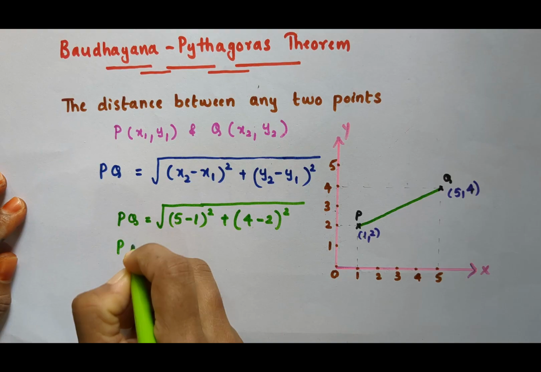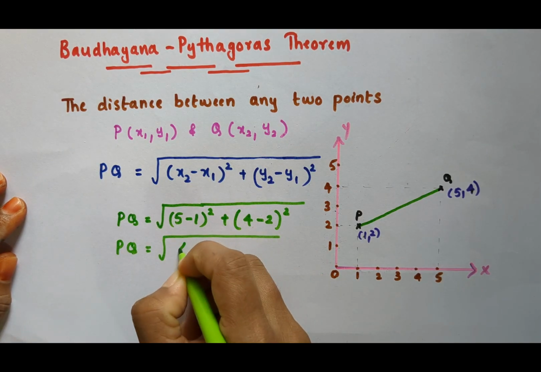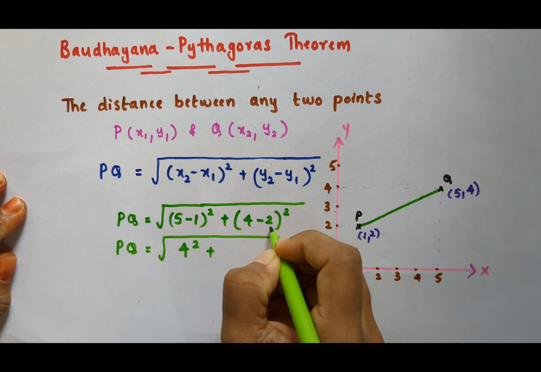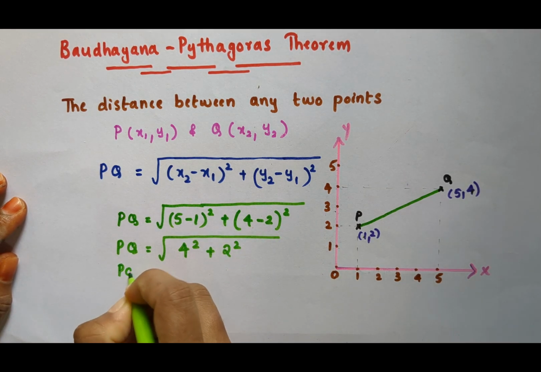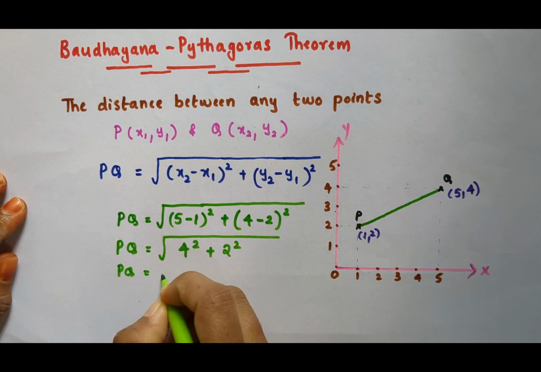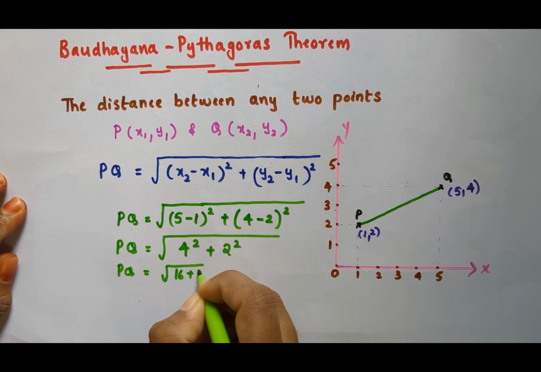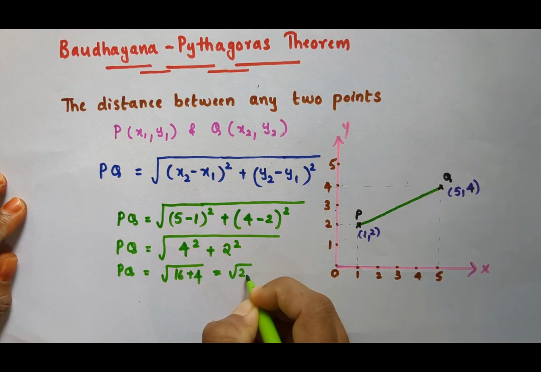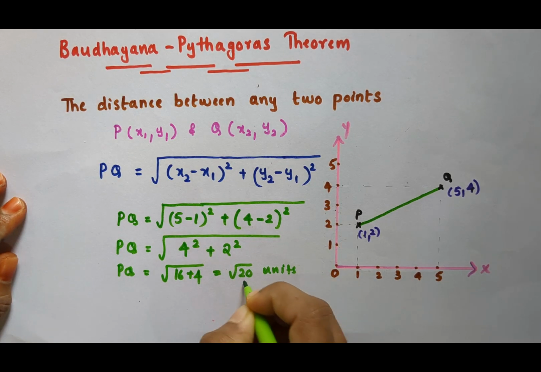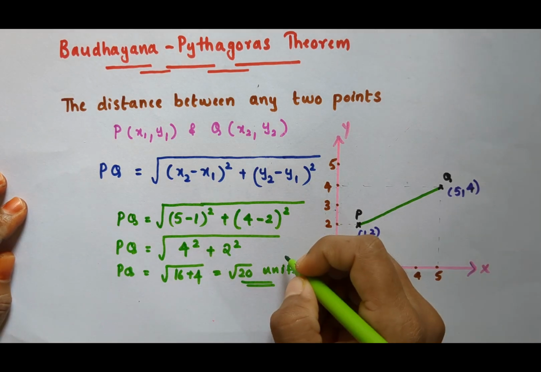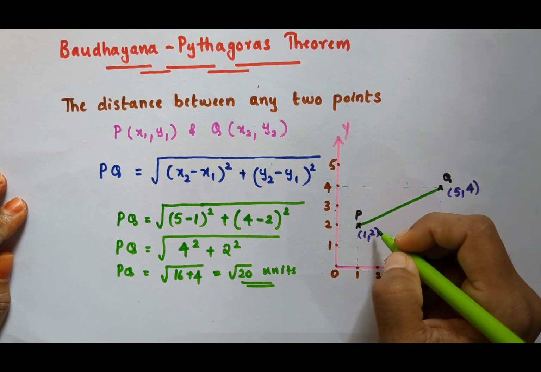So this becomes PQ equals square root of (5 minus 1 is 4) so 4 square plus (4 minus 2 is 2) so 2 square. That is PQ will be equal to square root of 4 square is 16 plus 2 square is 4, that is square root of 20. So square root of 20 units, if it is in meters, then square root of 20 meters will be the distance between these 2 points P and Q.